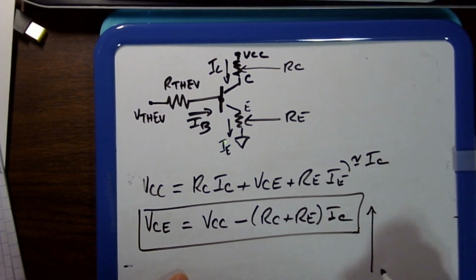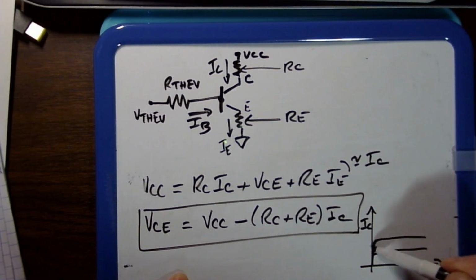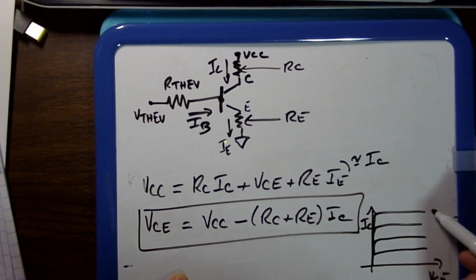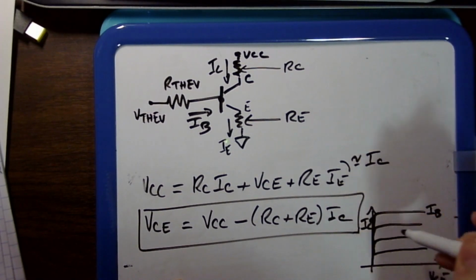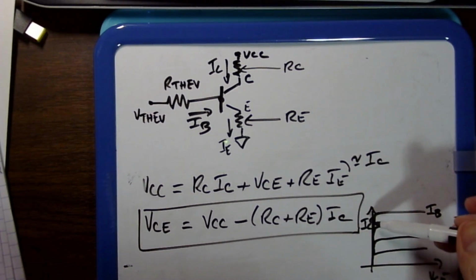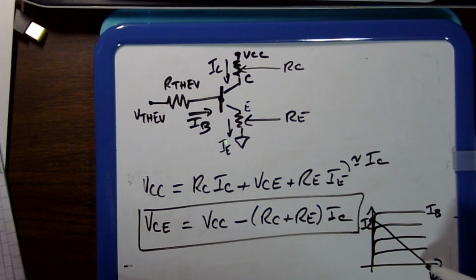VCE is used when you do the load line. So you have VCE at the bottom, IC here, and then you have all these characteristic curves, for different values of IB. Then you figure out the saturation point, and this is the cutoff when IC equals zero. Then you put the operating point at the midpoint, like here. So if you look here, it's the same value here. So that's your VCE.